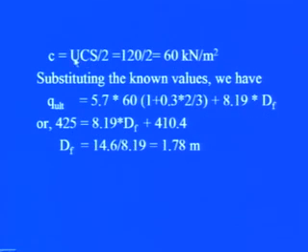Now, the cohesion is the unconfined compressive strength divided by 2, and the unconfined compressive strength in this particular case is given as 120 kilonewton per meter square. So, cohesion comes out to be 60 kilonewton per meter square. Now, when we substitute these values, we can obtain the unknown parameter, that is the depth of foundation where the foundation should be placed for this particular case, and when we solve it, we get the depth of foundation as 1.78 meters.